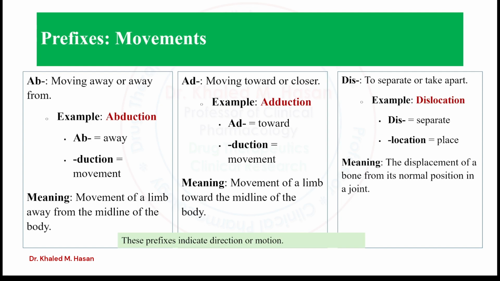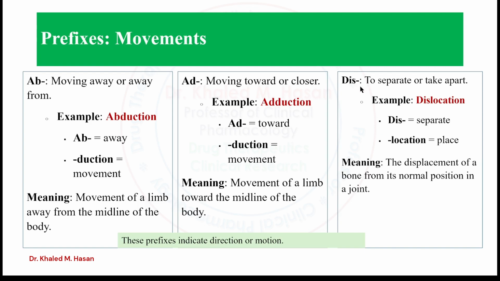Okay, moving to the next word for movement, we have AD. When AD is at the beginning of the word, adduction for example, it means moving toward or closure. So abduction is moving away, and adduction is moving towards. Adduction means movement of a limb towards the midline of the body. Okay, this is adduction, moving towards, abduction, moving away.